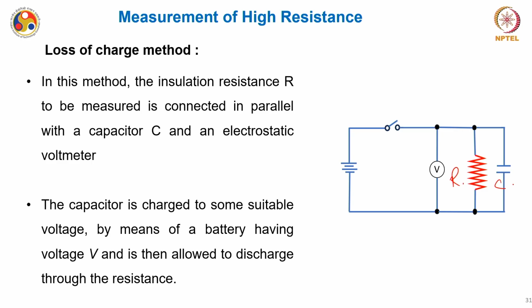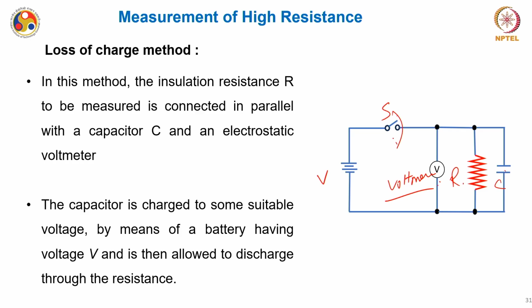This is the C, and an electrostatic voltmeter. This is the voltmeter I am talking about. Now the capacitor is charged to some suitable voltage by means of a battery V, and is then allowed to discharge through the resistance. So if I want to charge this capacitor, I have a switch over here.